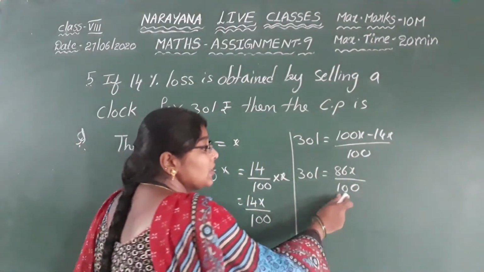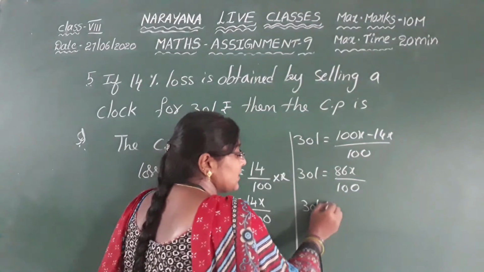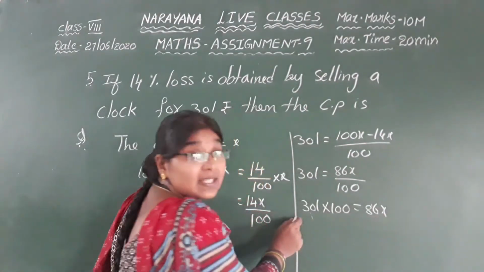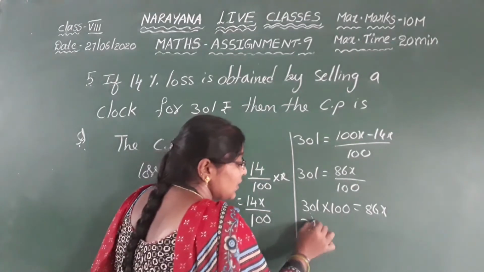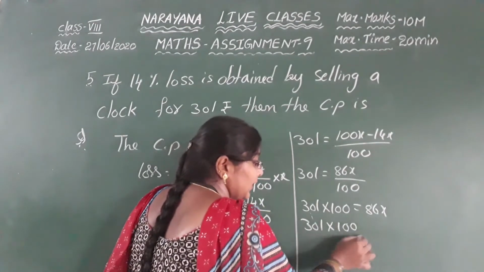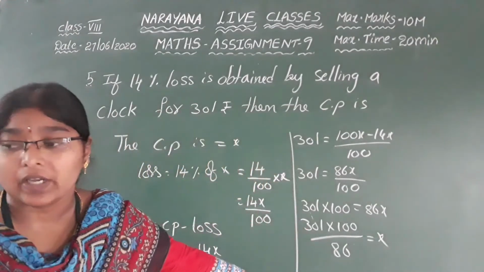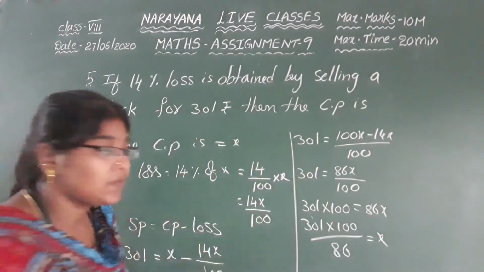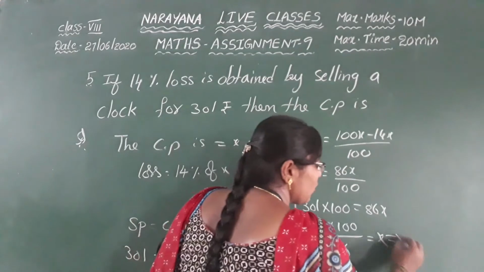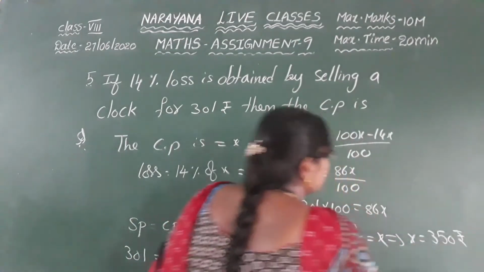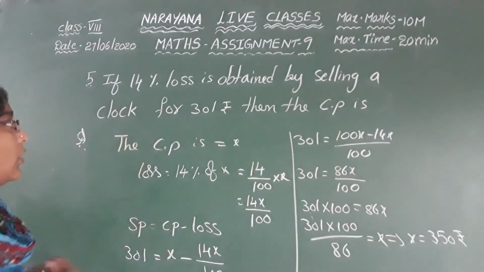86x by 100. So the 100 comes this side, which means multiplication: 100 into 301 is equal to 86x. Here 86 comes this side, which means division. So 301 into 100 by 86 is equal to x. Finally, what did we get? The x value is 350 rupees.